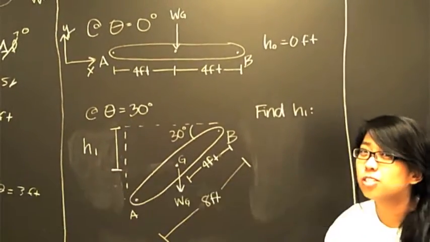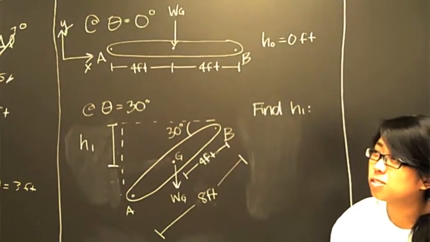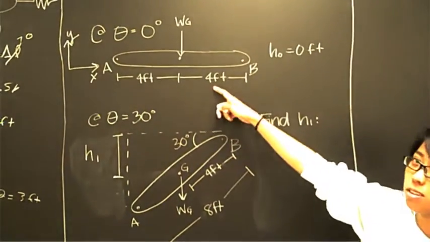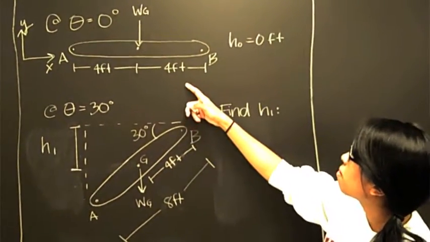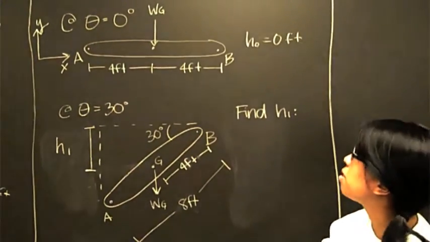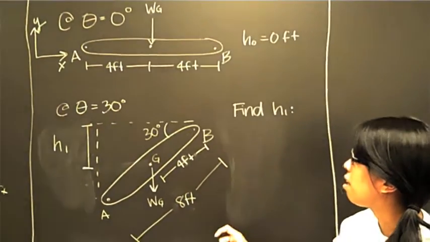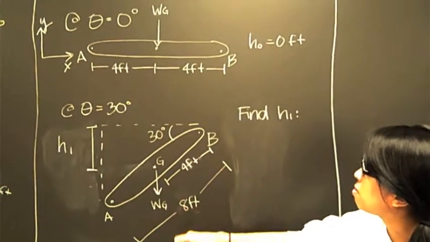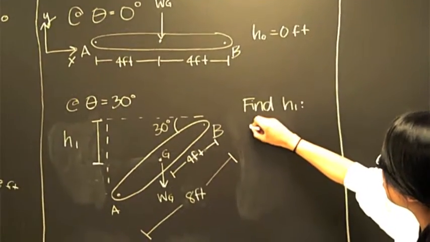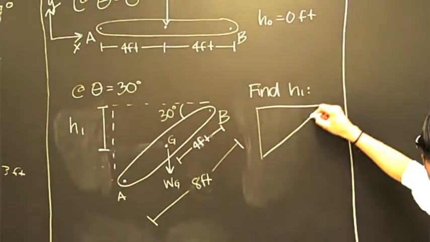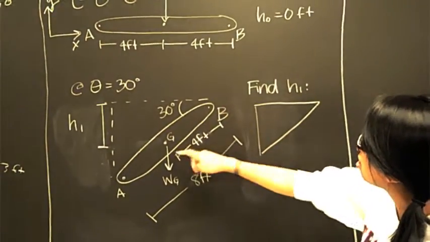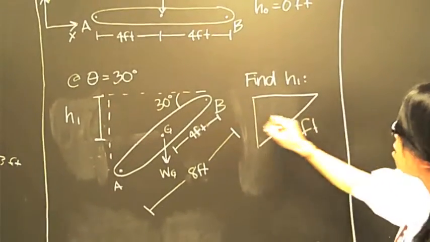To find the potential energy of the door, we need to find the height displaced of the center of gravity of the door. We have the two free body diagrams of the door, one at theta equals 0 and one at theta equals 30. At theta equals 0, since the datum is along A and B, and theta is 0 degrees, h naught is 0 feet. For theta equals 30, we need to find h1, which is the height of the center of gravity. I'm going to draw a triangle here. We know that the length of the whole door is 8, but we also know that the length from B to G is 4. So we can draw 4 feet. We know that theta equals 30.